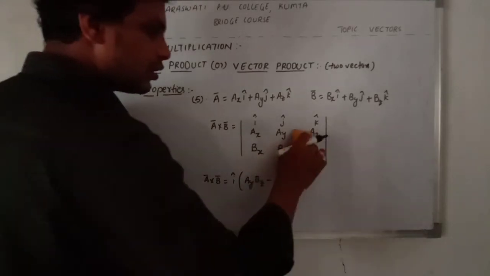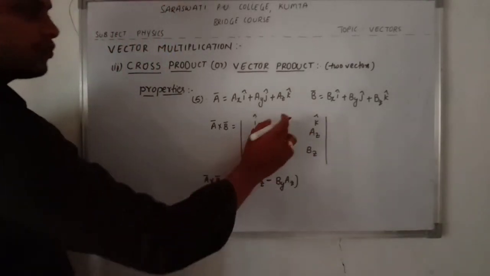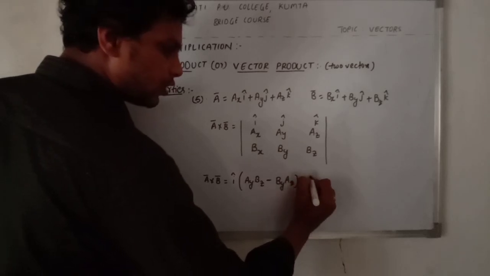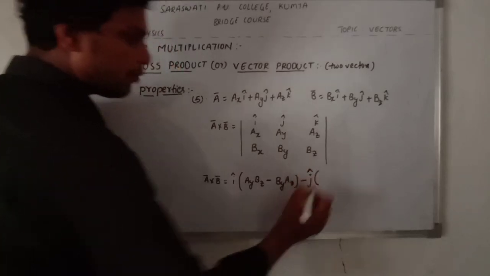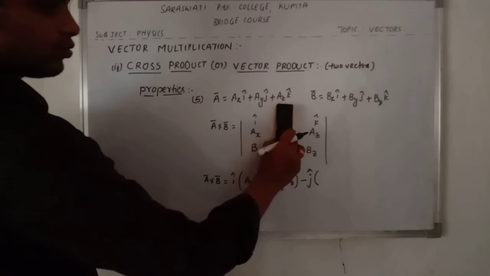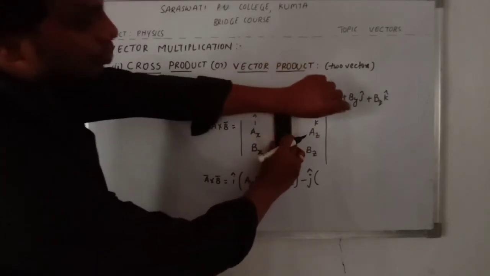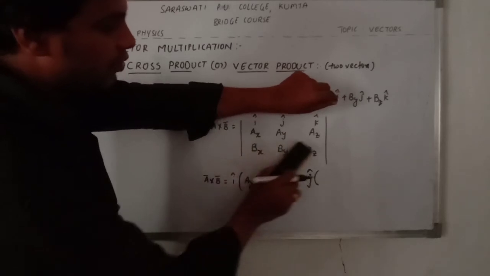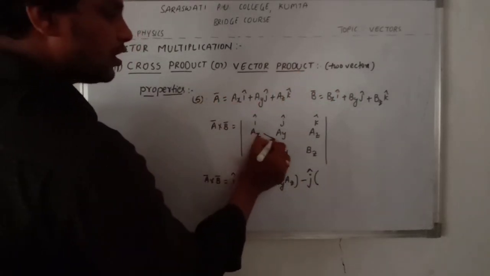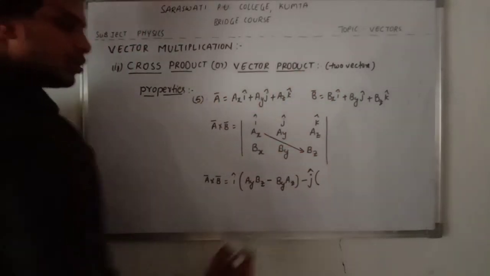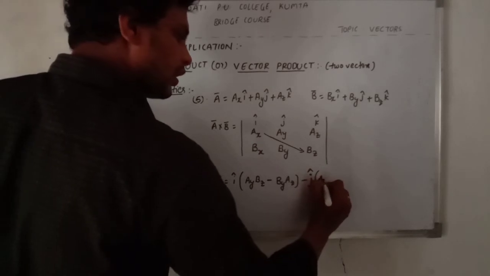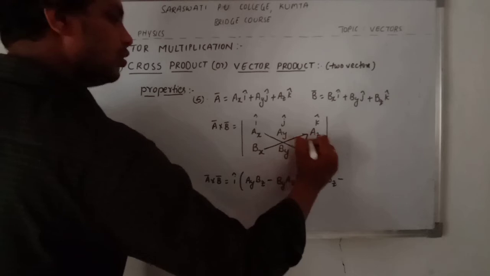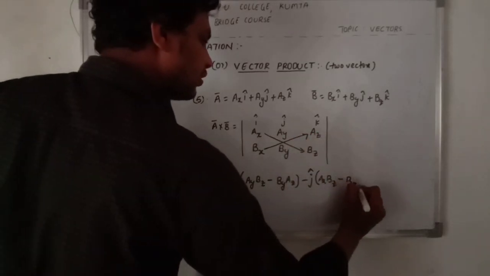Then go for the j component. You have to take alternate positive and negative, therefore minus j cap into, close this row and column. Then the four terms we have are ax, az, bx, bz. Then cross multiply these, we have ax bz minus bx az.